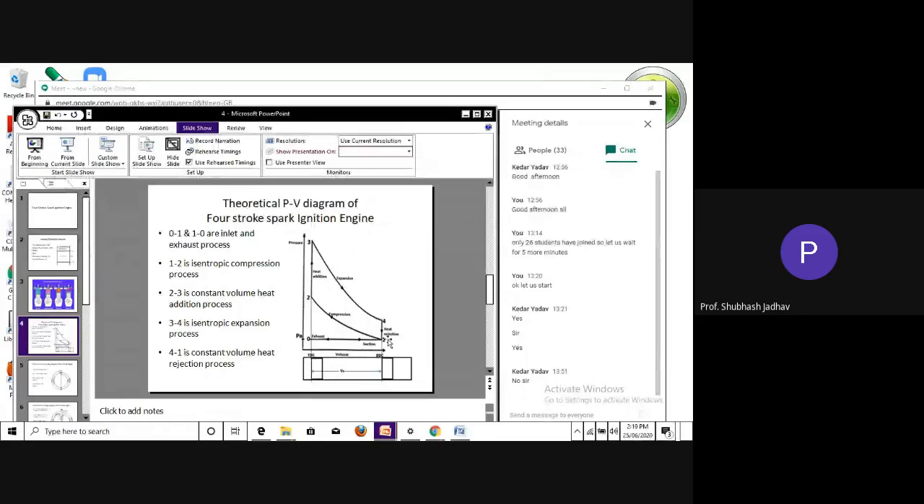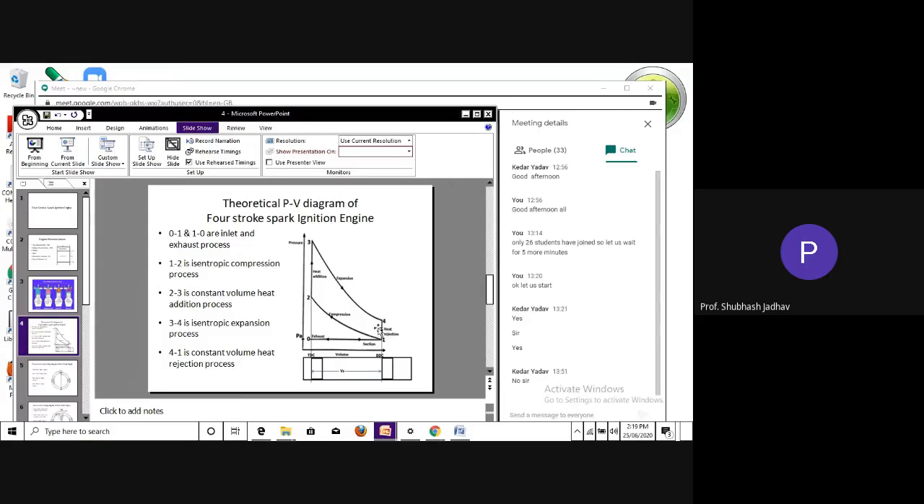Now, is there something like this 4-1 process happening in the actual cycle? In the actual cycle, there is nothing like a heat rejection process. Heat addition, that is combustion, is there in the actual cycle, because the combustion is happening. But there is nothing like a heat rejection process in the actual, practical cycle. Then where does this line come from?